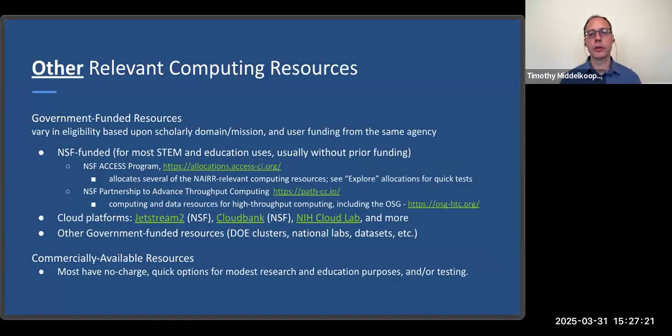Here are some other resources that you can use for testing. Most have no-cost startup or exploratory type allocations. If you have a graduate student or postdoc, the Access Explore allocation is an excellent way of exploring Access resources.